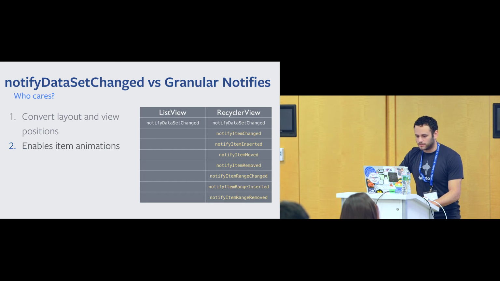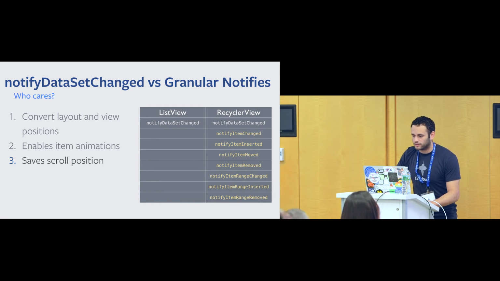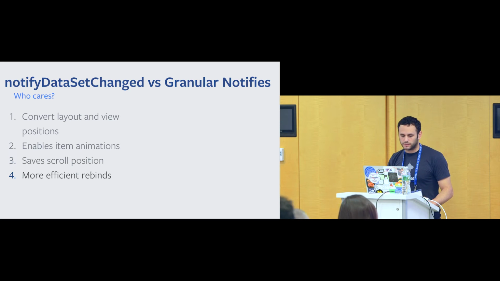The second reason is that it powers item animations, which, as I said, was one of the main motivations for creating RecyclerView. It's the best way to ensure that your scroll position is maintained during any sort of dataset change. And then finally, it's just a lot more efficient.